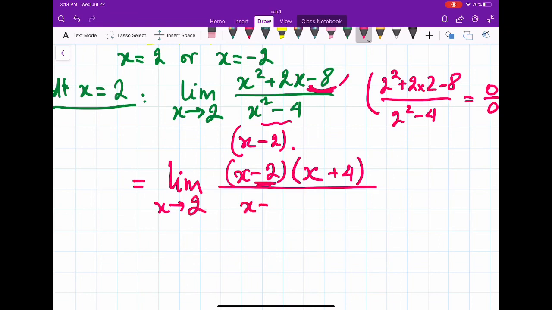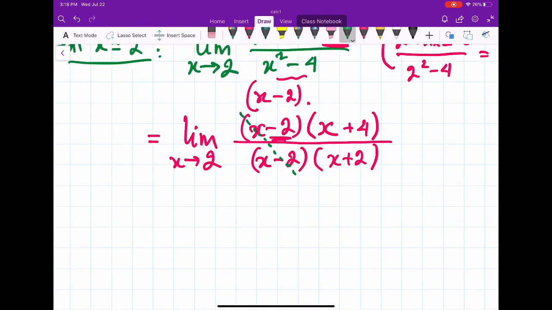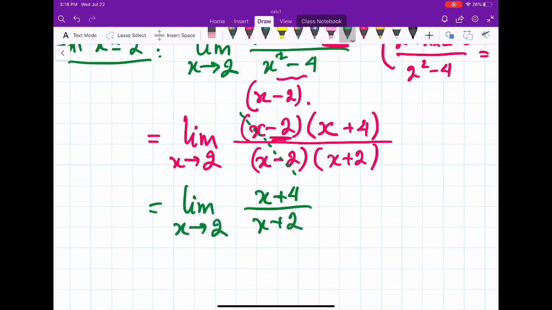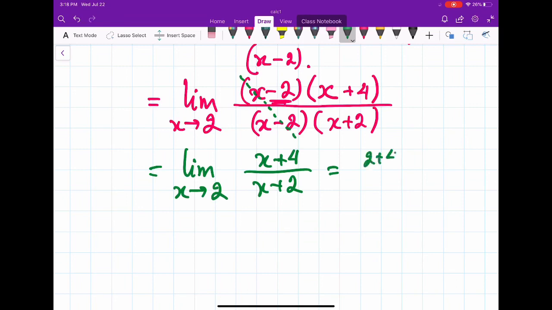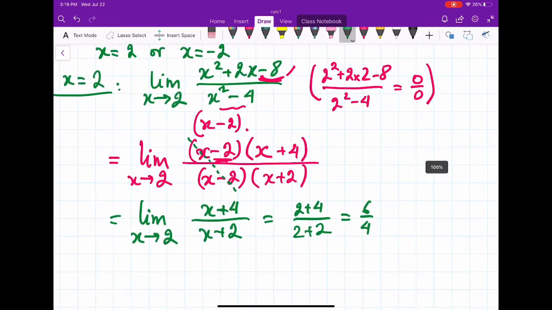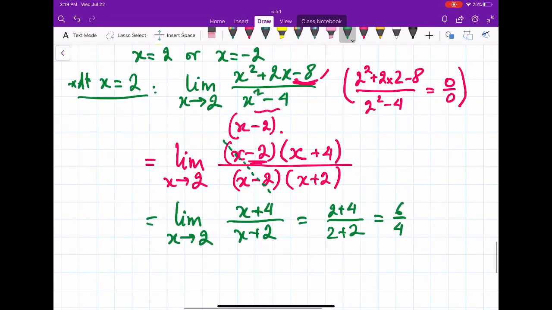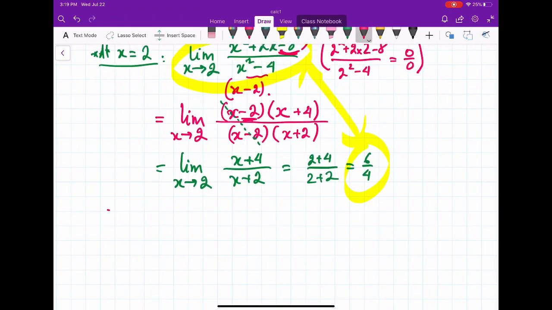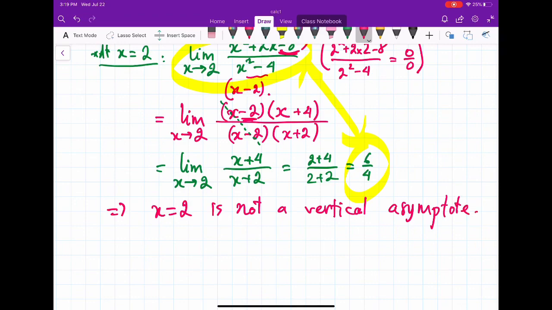As x approaches 2, we already know the bottom is x minus 2 times x plus 2, and we simplify x minus 2 in here. We got the limit of x plus 4 over x plus 2 as x approaches 2. And then you plug 2 into the function. You got 2 plus 4 over 2 plus 2. This is a finite number, which is good. That means the limit is equal to a finite number. That is not infinity. By the definition, this is not a vertical asymptote, right? So from here, I can make the conclusion: x equal to 2 is not a vertical asymptote. You see, not every candidate will be a vertical asymptote.